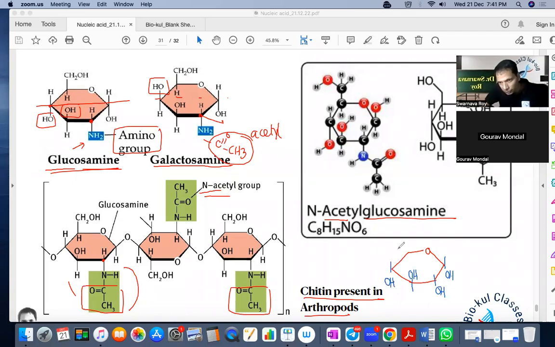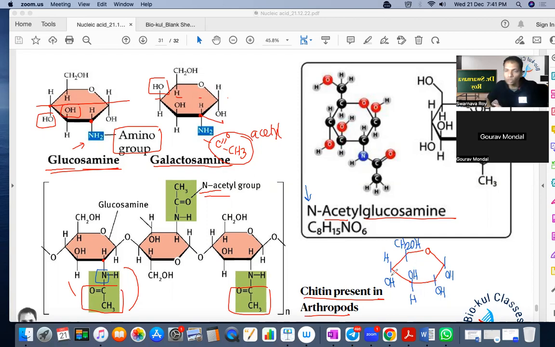Sir, why do we add N in the acetyl group? What is the question, Gaurav? Why do we add N? Because the N signifies the nitrogen, in N-acetyl glucosamine. The acetyl group is attached to the N of the amine group, so it is N-acetyl glucosamine. Makes sense?